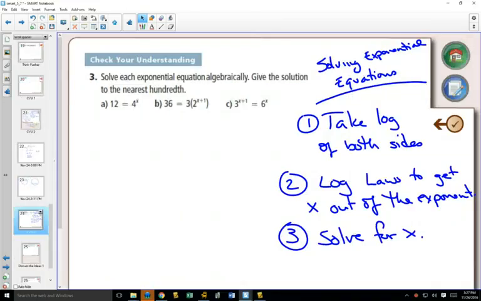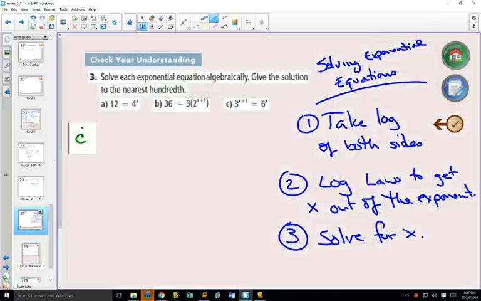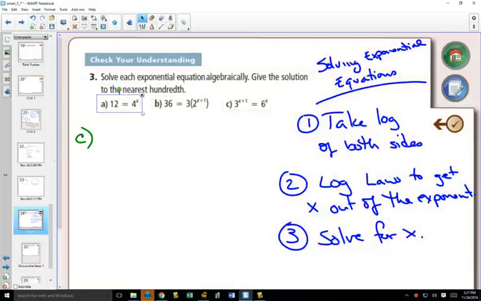So we're going to do the third one here together. This is the one where there's an x on both sides. So we've got 3 to the x plus 1 equals 6 to the x. Again, we can take the log of both sides. And you can take the log or you can take the natural log of both sides.